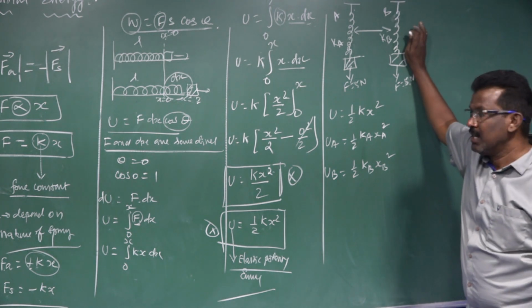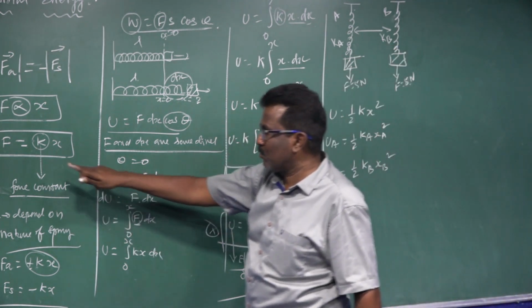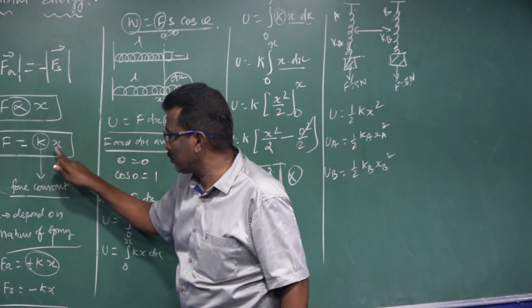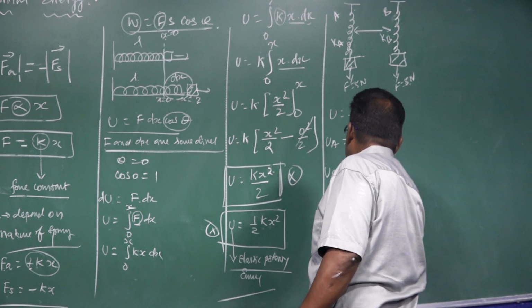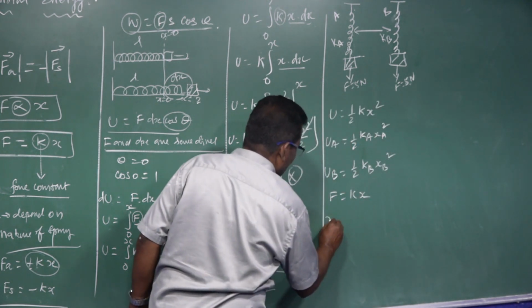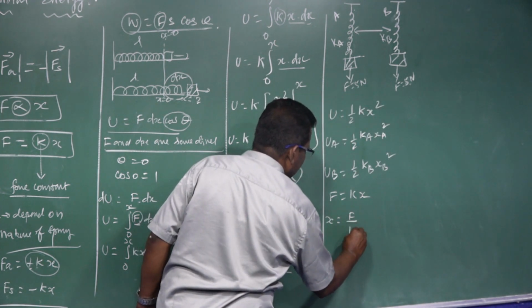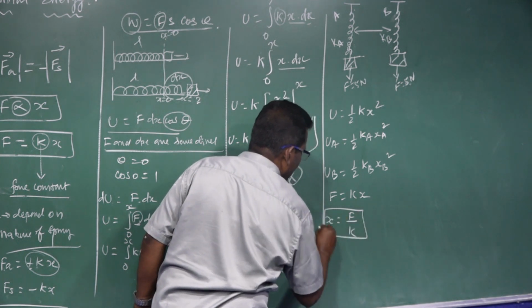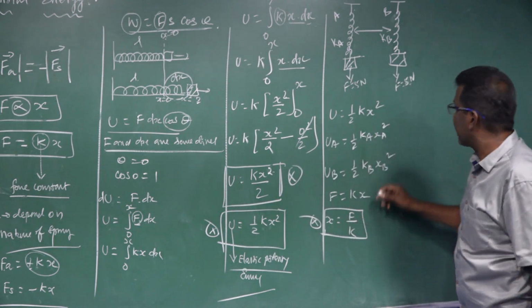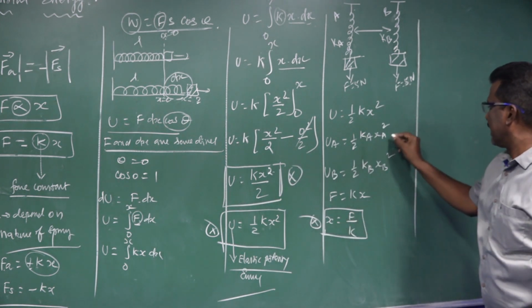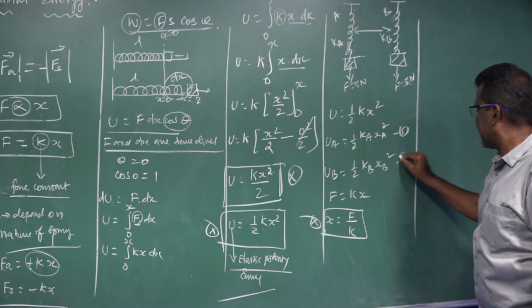That is the question. We know the formula F is equal to Kx. F is directly proportional to displacement. So F is equal to Kx, so X is equal to F by K. Now substitute in the first case and the second case.